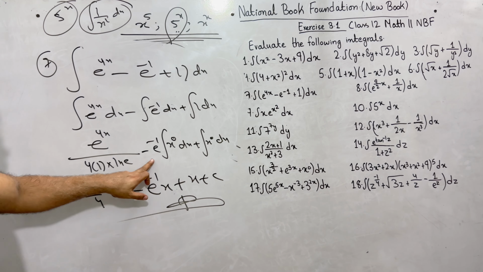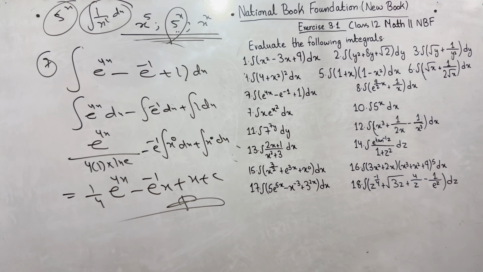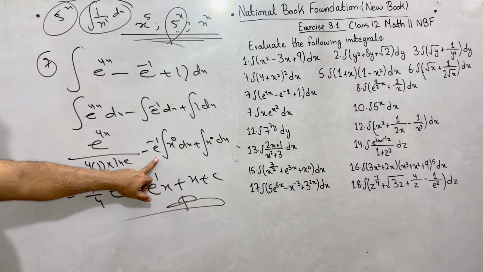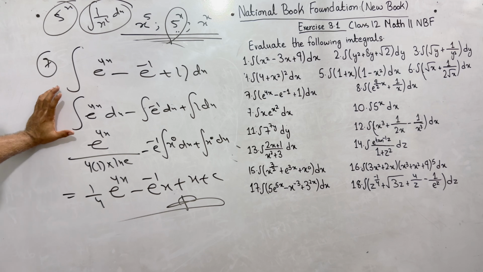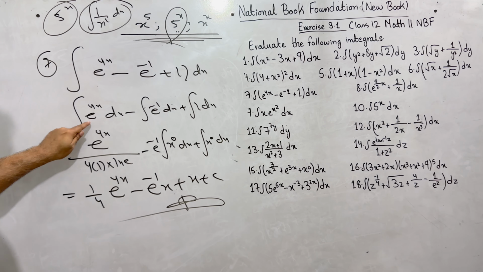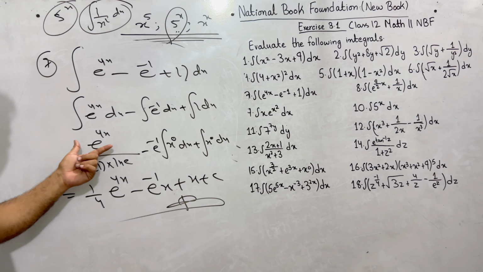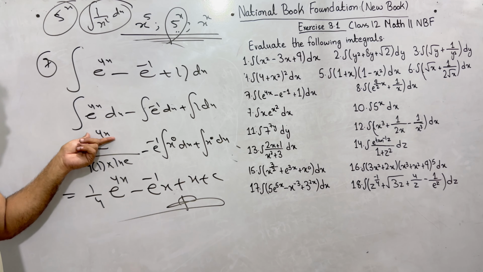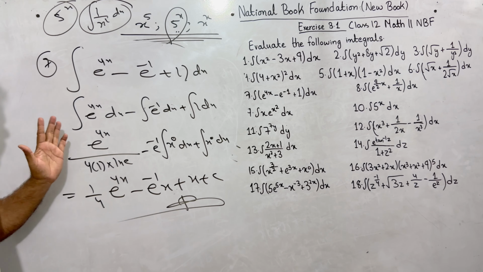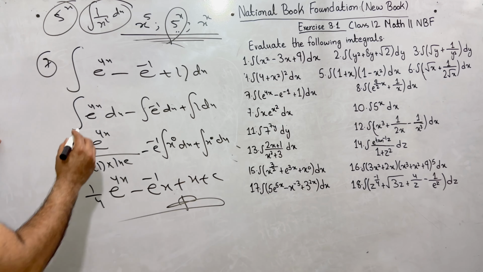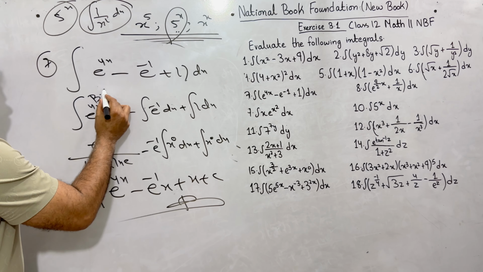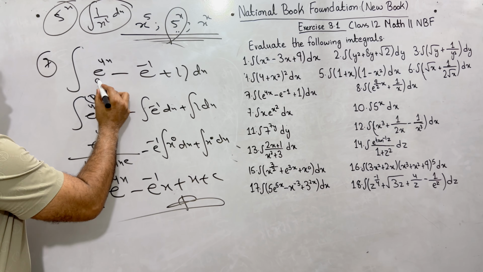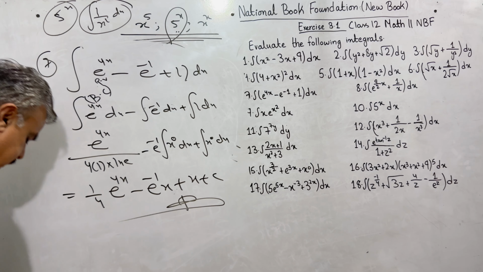Here e raised minus 1 is a pure constant. Look at this, the story changes. Base constant, power variable. Its integration is the same: divide with the differentiation of power, base with ln, in case of integration, when base is constant and power is variable.